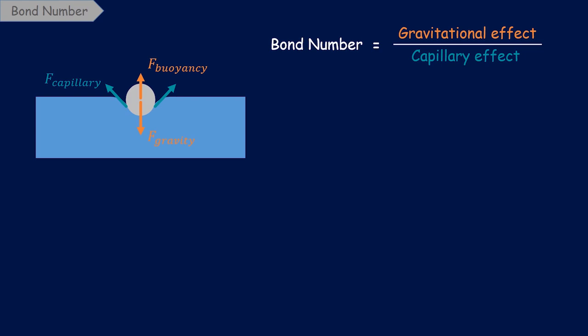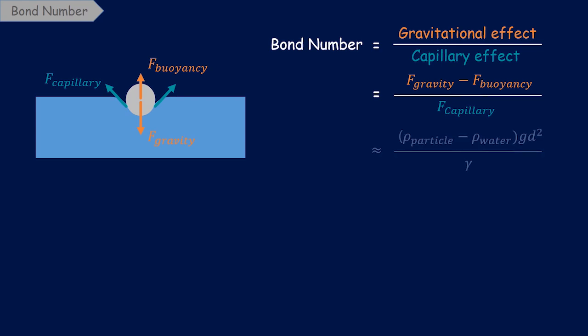Here, gravity and buoyancy are the gravitational effect, and the capillary force is the capillary effect. Since the directions of gravity and buoyancy are opposite, we have to subtract one from the other to get the total gravitational effect. The difference in these two forces comes from the different density of the particle and the water. The Bond number can be estimated in this final form. Rho means the density, g means gravitational acceleration, gamma is the surface tension of the water-air surface, and d is the diameter of the particle.